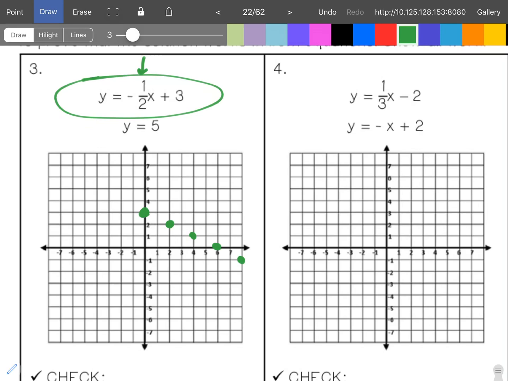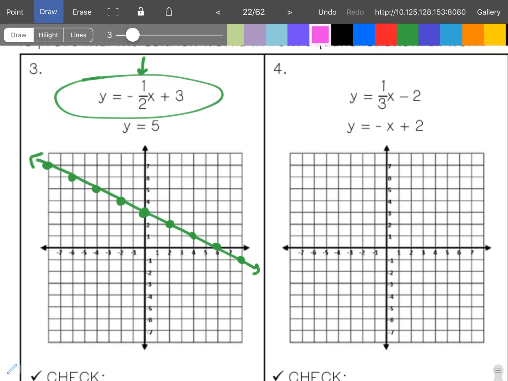Now once we get all of the points going to the right, we can also go backwards. Instead of down and right, we can go up and left, just in case the lines were to cross over here. If our line isn't real straight, it'll be hard to tell. Don't forget to put your arrows on there.